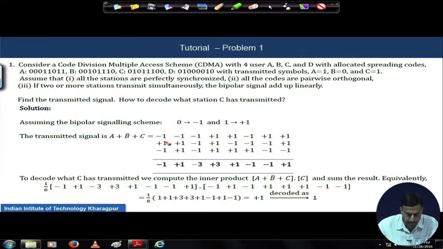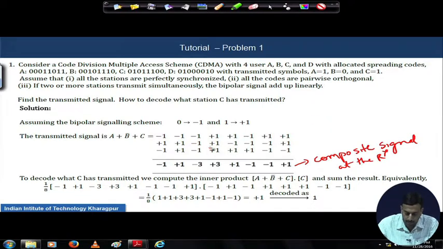So once this is done, these signals, as I said, are synchronized and add up linearly. So the linear addition of signal levels is given by this row. So this is nothing but our composite signal at the receiver.